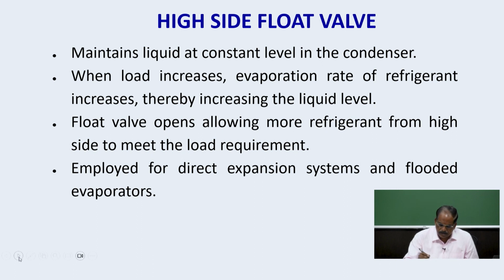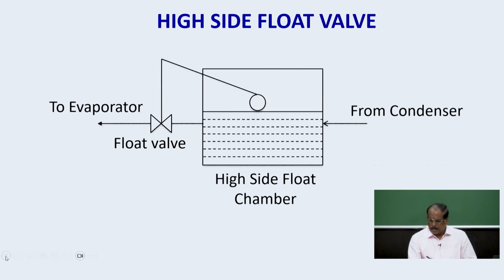So here the concept is very simple. When the load increases, the evaporation rate of refrigerant increases. So in the evaporator, there will be a shortage of refrigerant. This is the high side from the condenser. It is the high side float chamber. Once the liquid level in the evaporator drops due to the faster evaporation rate, the valve will open and the liquid refrigerant will be supplied to the evaporator according to the requirement.